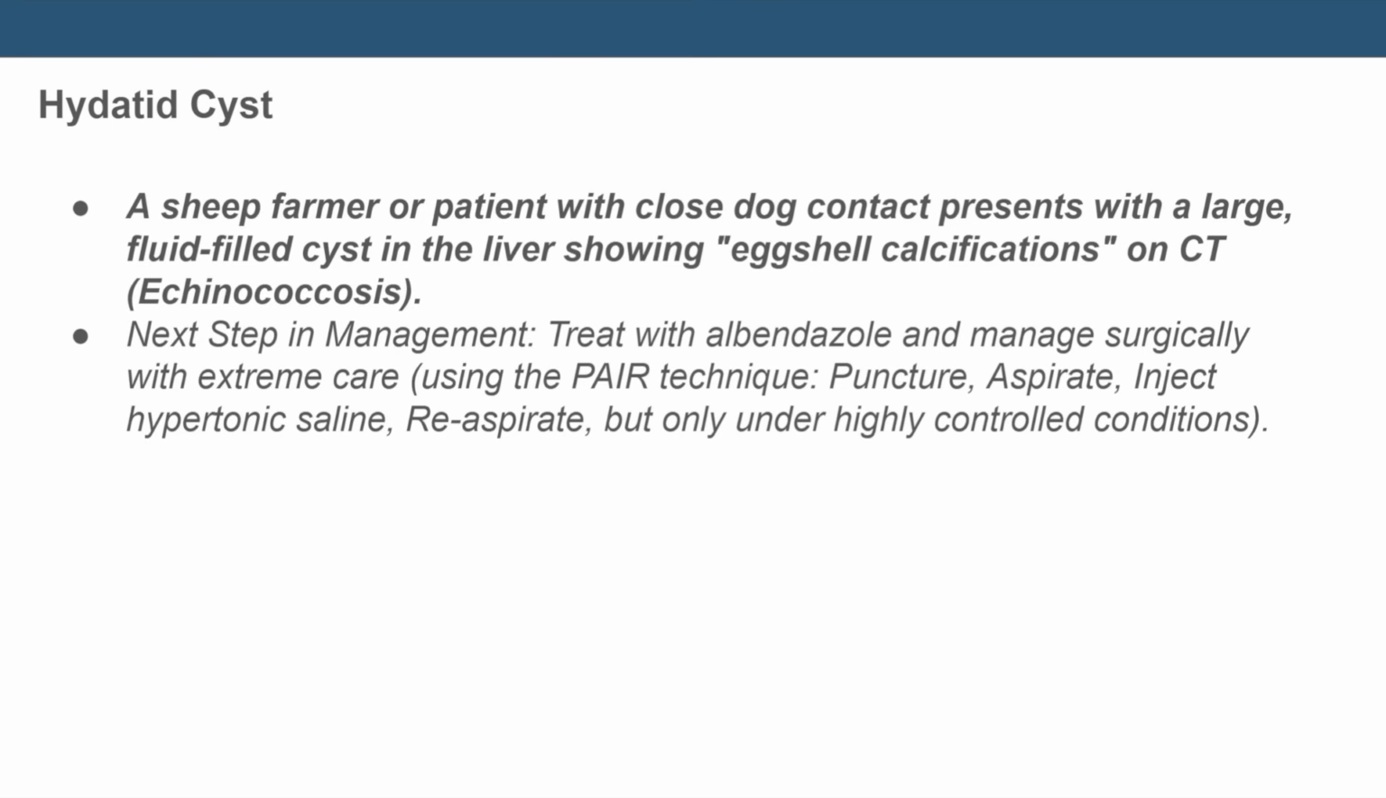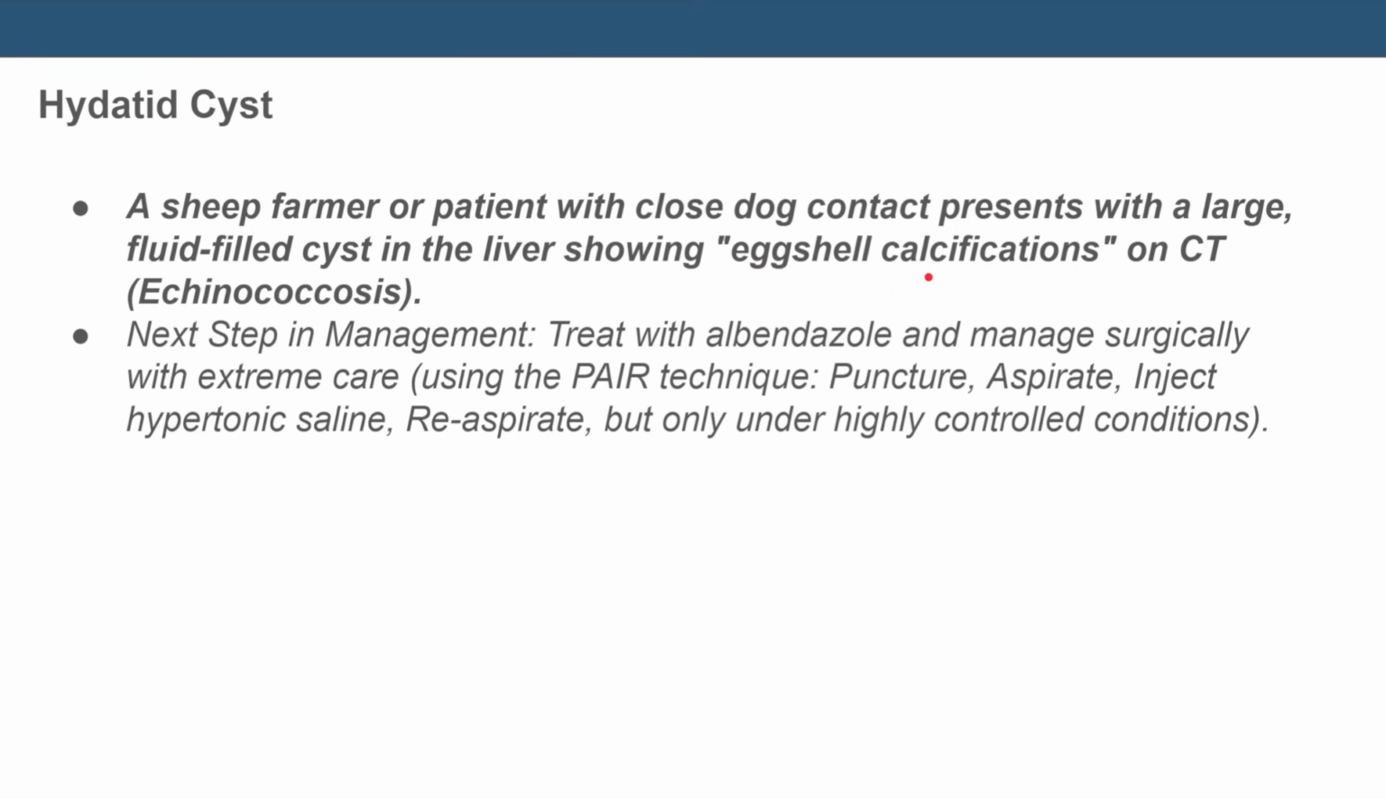So, for example, in the real exam, you might get a CT scan of a liver showing a round cyst, and what's most important is the eggshell calcification along the border. Okay, so you're never going to perform diagnostic needle aspiration on a suspected hydatid cyst. Imagine this scenario where an immigrant or a sheep farmer who has close dog contact presents with a large fluid-filled cyst in the liver showing eggshell calcifications on CT.